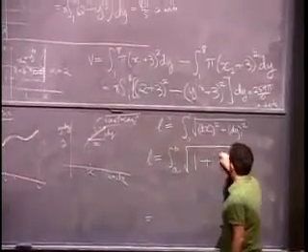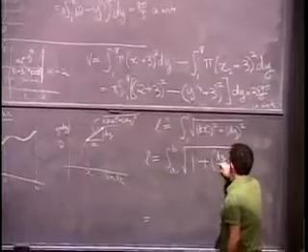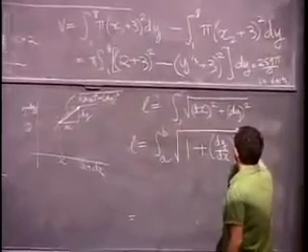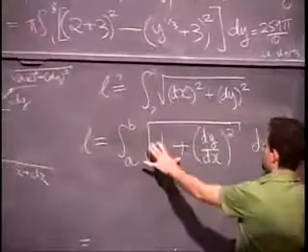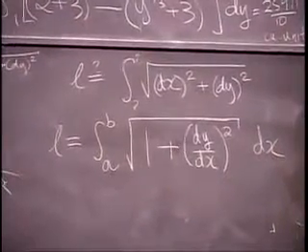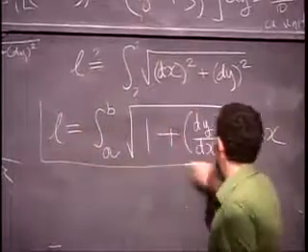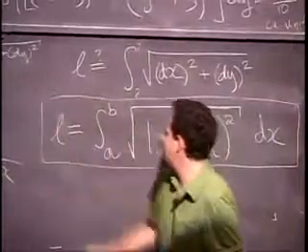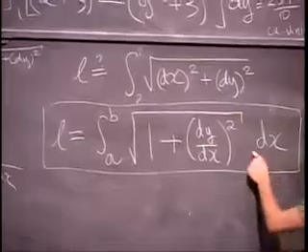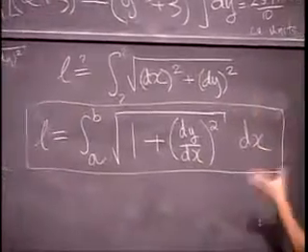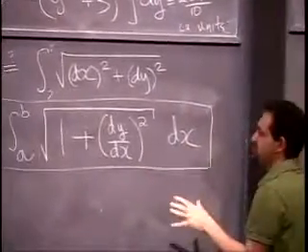1 plus (dy/dx) all squared, square root of this quantity, dx. And this is something you just have to memorize. That's the standard formula for arc length. Just to see how this reduces to the prototype, this is not a proof, just a sort of feeble justification.